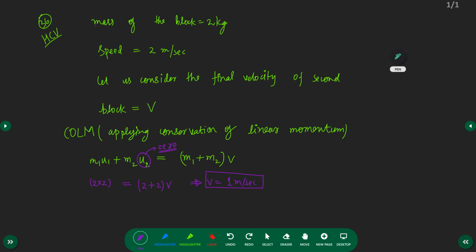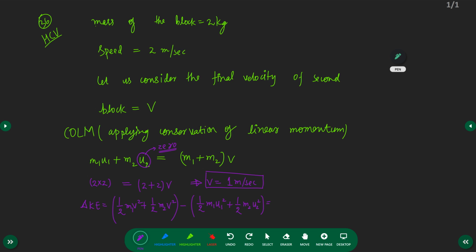So loss in the kinetic energy will be how much? Delta KE equals half m1 V square plus half m2 V square, minus half m1 u1 square plus half m2 u2 square. This is the loss, right?